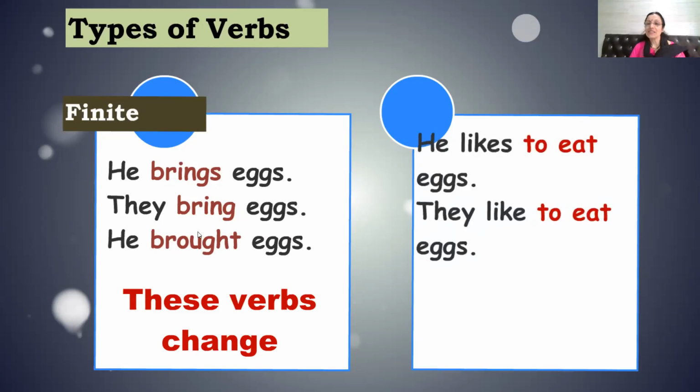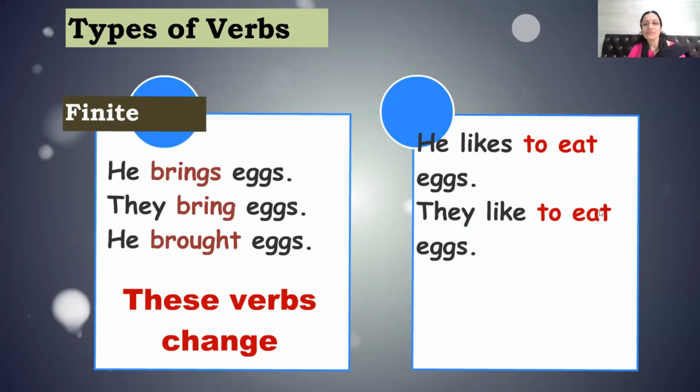He likes to eat eggs. You have to concentrate on the highlighted words. Likes is finite, because he likes and they like. This belongs to the finite category. But look here, to eat eggs, and here also to eat.